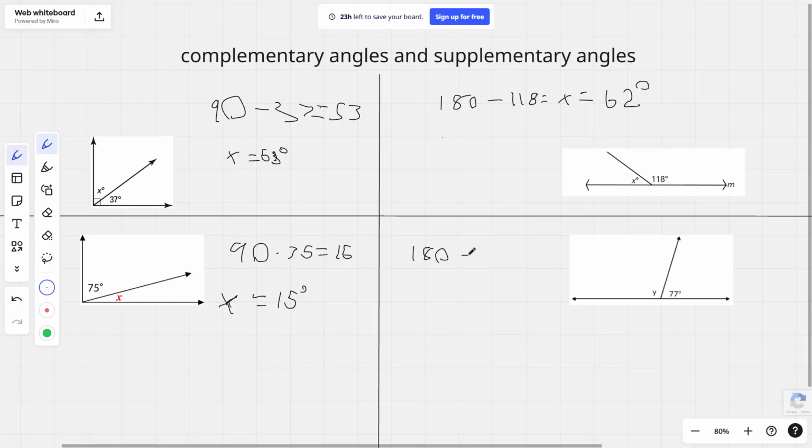180 minus 77 is equal to 103. That's your final answer for this question too. Y equals 103 degrees.